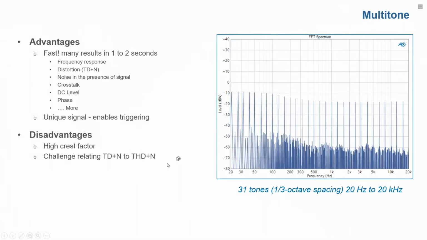Another issue is that the distortion measured with this test is called total distortion plus noise. And the reason for that is the harmonics are not just harmonics of any sine tone, but there's an interaction between the tones that causes what's called intermodulation distortion. So we can't tell if the distortion is due to harmonics or due to intermodulation, and we have to just call it total distortion plus noise. So some people don't like that as much because it's difficult to relate TD plus N to the more classic metric of total harmonic distortion plus noise.